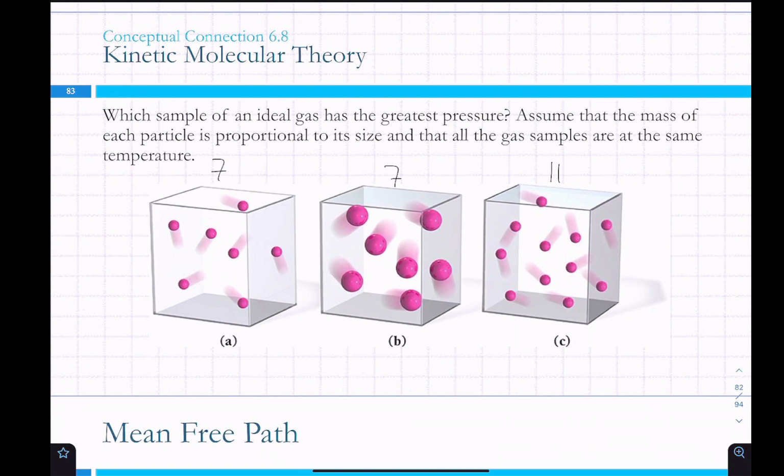So between A and B, we have the same number of particles, and that's the only thing that's going to change the pressure. Because the larger particles are there, yes, but they're also moving slower so that they have the same energy. They're bigger, but moving slower. So C is the highest pressure.